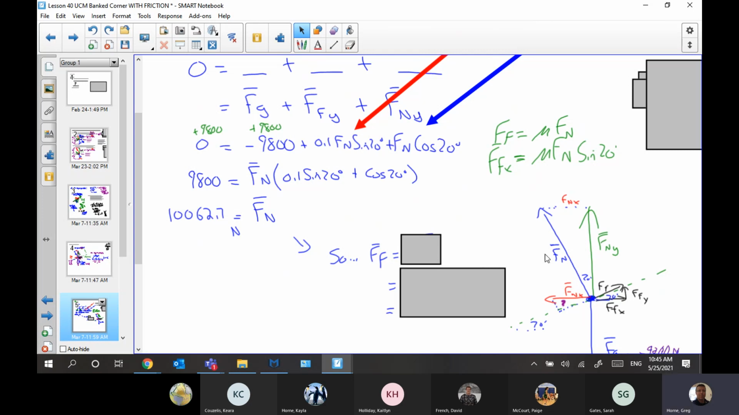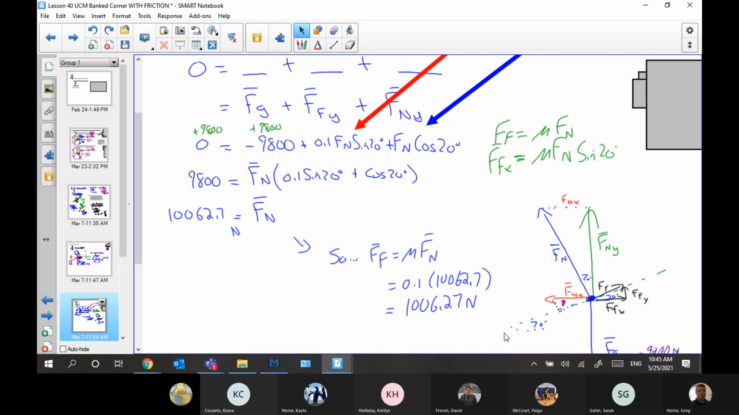I think the way we analyzed it should be fine, because I showed you the angles and I justified for opposite or adjacent and so on. And then the friction force ends up being 1006.27. Okay. Friction is 1006.27 based on that normal force we calculated.